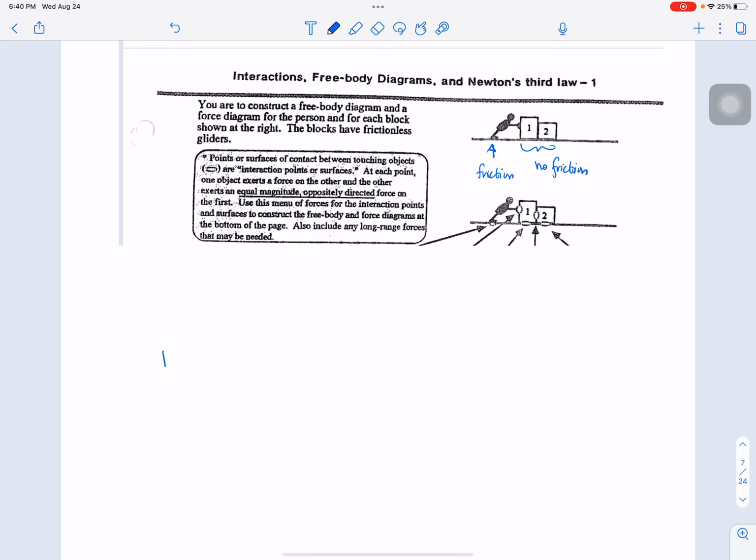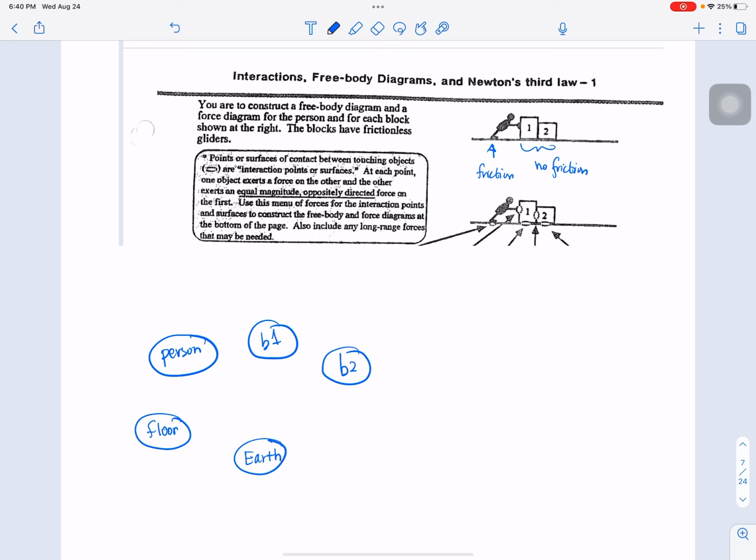So we have the person. We have block 1. I'm going to say B1. If you want to abbreviate these, as long as it's really obvious, that's fine. B2. We have a surface. I'm just going to call it a floor. And then we also have the earth. So we know that the earth is interacting with everything, and this is called weight.